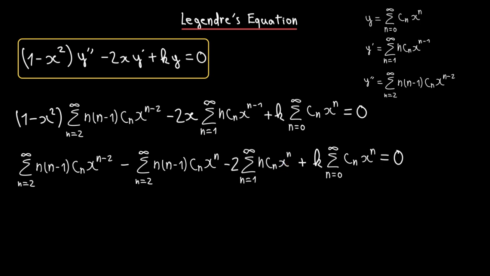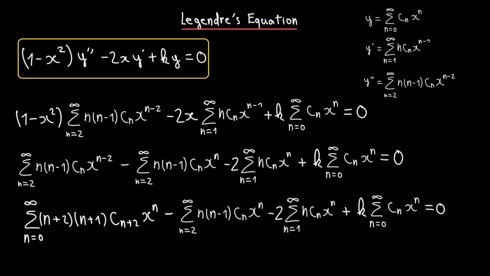And so the key part of using a power series is now to have the same index, x to the power of n, on each summation. Notice here we have x to the power of n minus 2, but we want x to the power of n, in order to put all these terms into one single summation. So what I've done here is I've shifted the index in order to get n equals 0 and x to the power of n instead of x to the power of n minus 2.